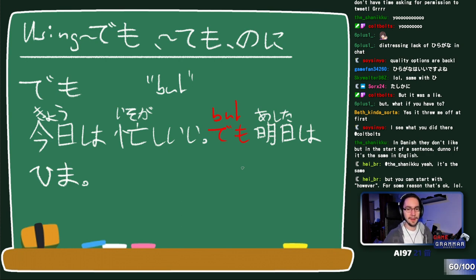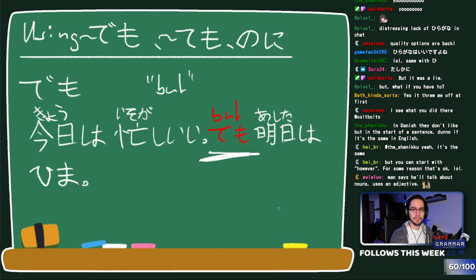But you can start however from that's okay. Yeah, it's weird, isn't it? So that's the standard use of demo that you'll see a lot. When it stands at the start of a sentence, you can almost always think of it simply as a but, simply as a sentence being introduced that goes anti the previous sentence.